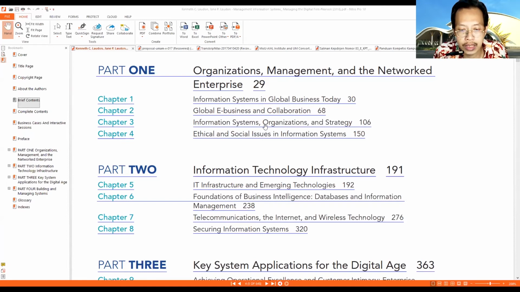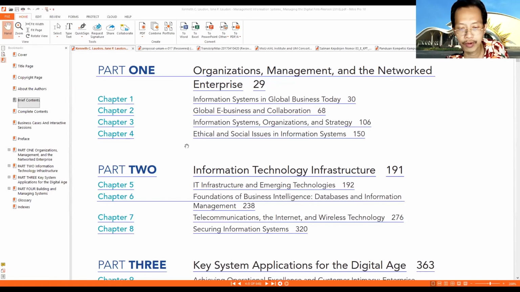And eventually, the information system that they develop should be able to accommodate the organizational structure, the strategy, and also it should be able to empower the organization and make sure that the company is able to implement its strategy.